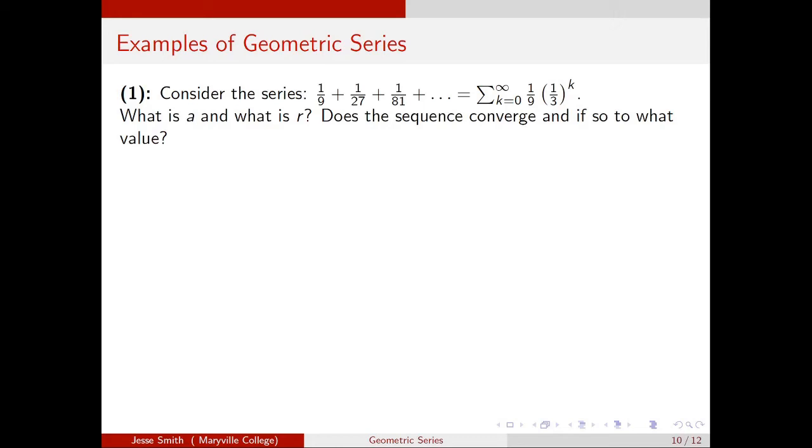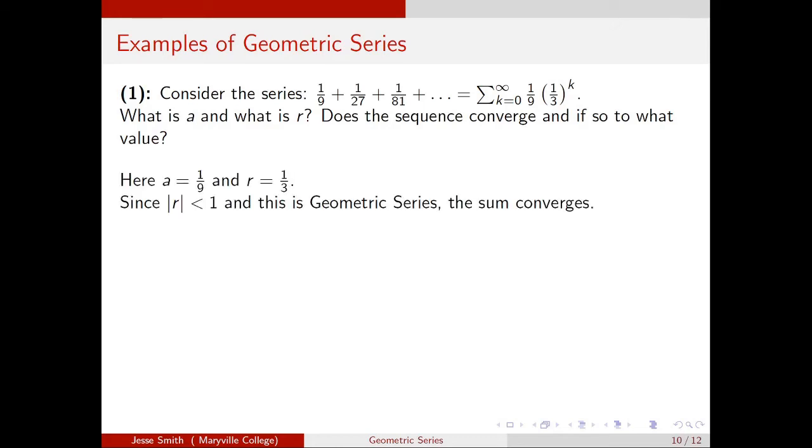I can plug a and r into the formula to actually figure out what the series converges to. So here a is 1/9, r is 1/3. The absolute value of r is less than 1, so we do converge. I can plug a and r into the formula. I get 1/9 divided by 1 minus 1/3. That will work out to be 1/6.